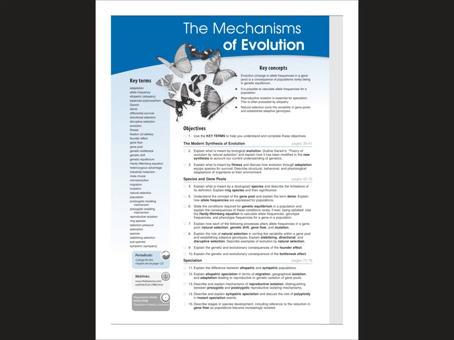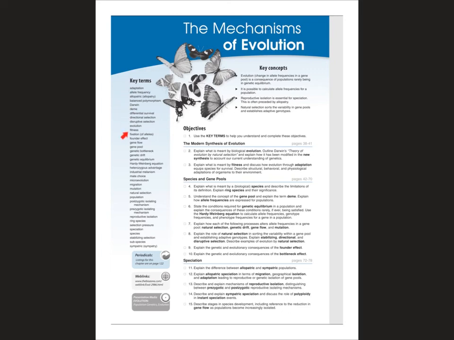Now we're going to get into the details of the mechanisms of evolution. We talked a lot about the consequences of evolution and how we know evolution is actually occurring. And again, what do we mean by evolution? How populations change over time. Populations, not individuals. That's going to be a key theme throughout the entire unit.